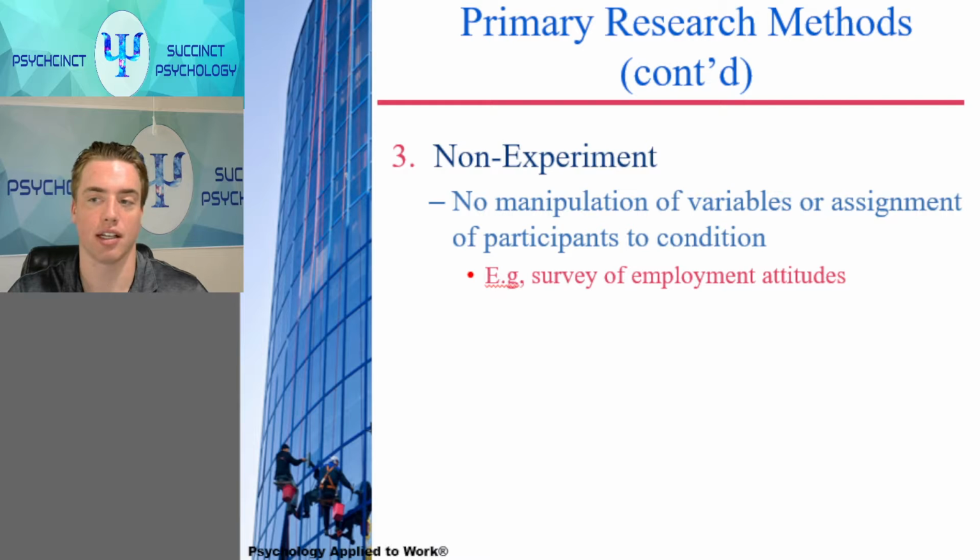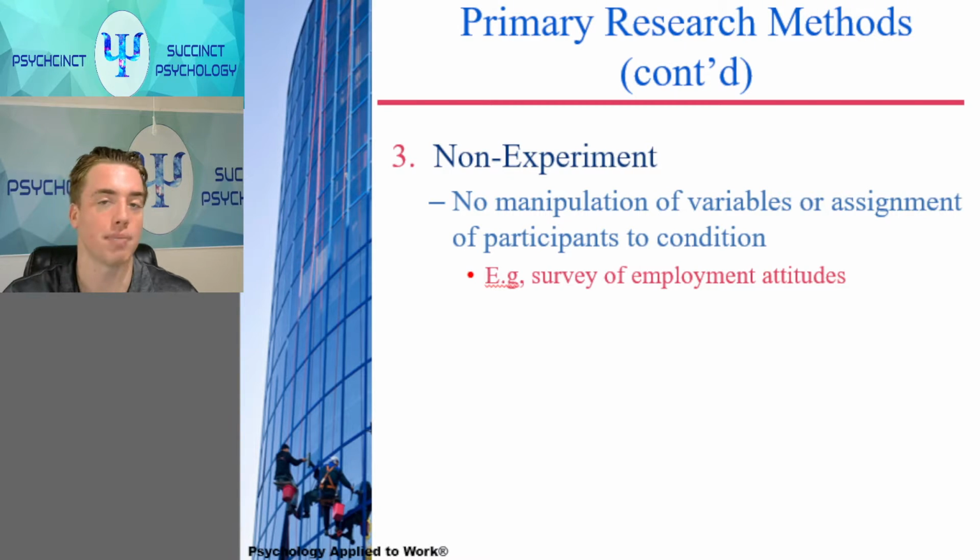My name is Prescott here at Psychcinct, the Sync Psychology, and today we're going to continue Chapter 2 Research Methods from the Psychology Applied to Work 12th edition textbook. Now, last time we kind of got introduced to primary research methods, the process of research methods, and started going over the primary research methods. So we're going to continue the primary research methods, which there's only one left of, which is the non-experiment.